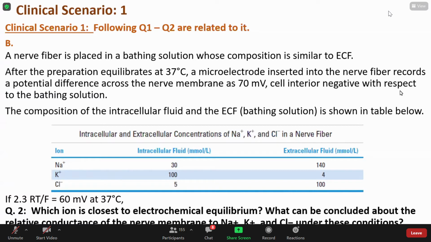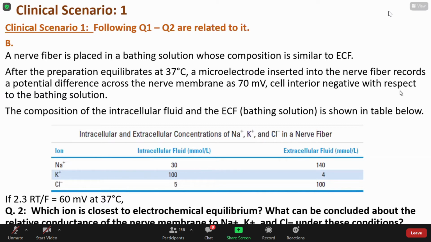So minus 78, which is chloride, is closest to minus 70. So the equilibrium potential of chloride is the closest. Therefore, chloride conductance is the highest. Potassium is the second closest, so potassium conductance is the second highest. And sodium has the lowest conductance because it's the furthest away from equilibrium potential.